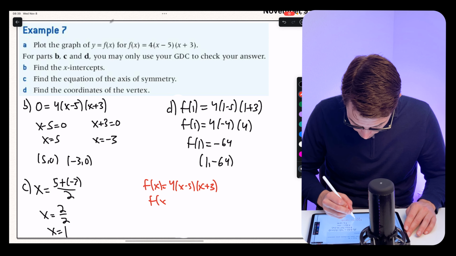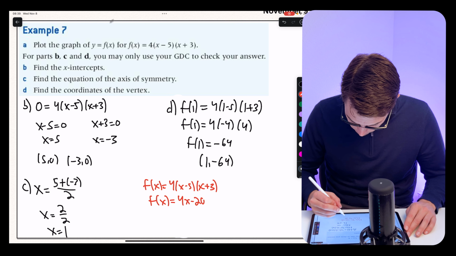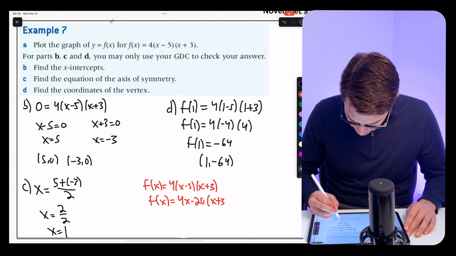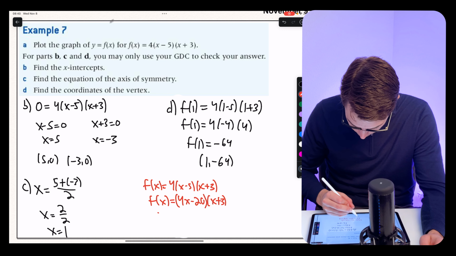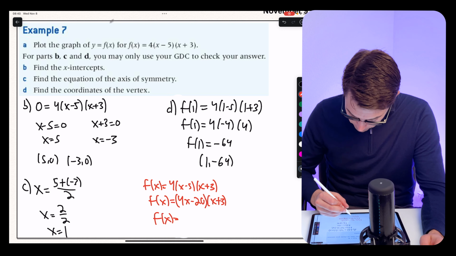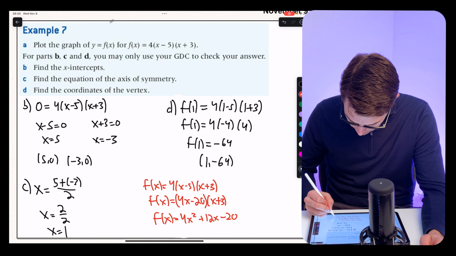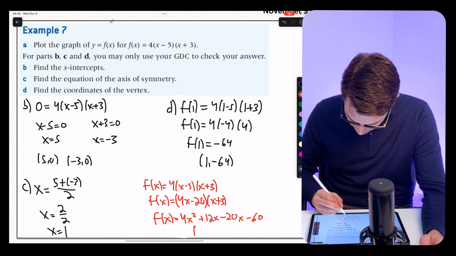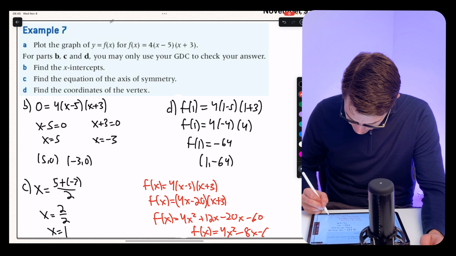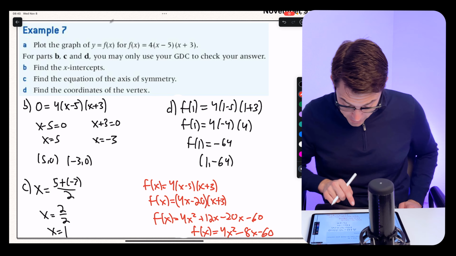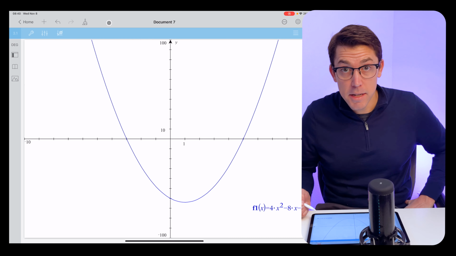So f of x would be equal to (4x minus 20) multiplied by (x plus 3). You can see it doesn't exactly get complicated, but you will need to FOIL this out. So you'll have 4x squared plus 12x minus 20x minus 60. That is going to give you f of x is equal to 4x squared minus 8x minus 60. That is what we're going to put into our graphing calculator, as I already have done here: 4x squared minus 8x minus 60.